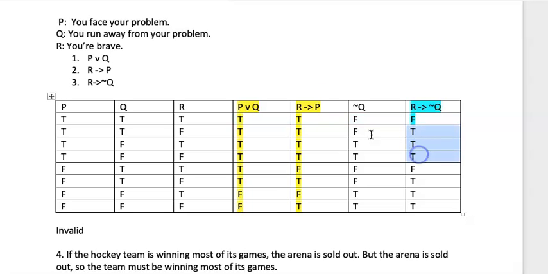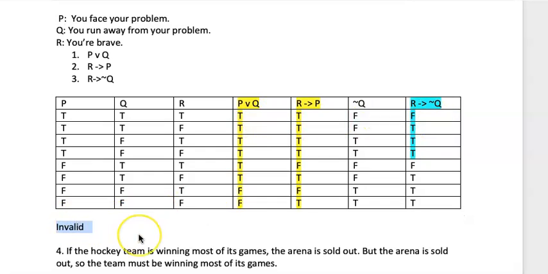The rest, these are also true. The conclusion is true, but it doesn't matter. We have one case where the premises are true and the conclusion is false. That means it is an invalid argument.